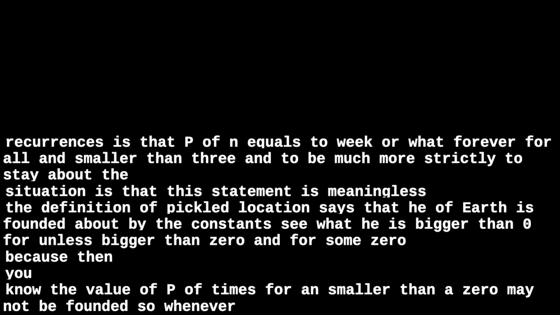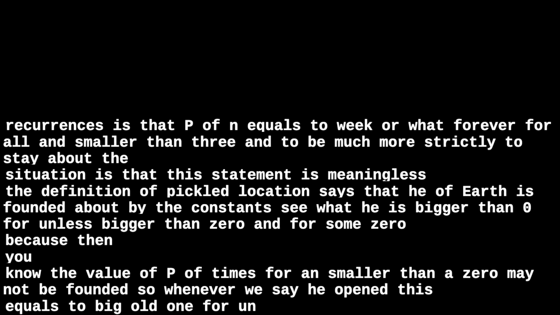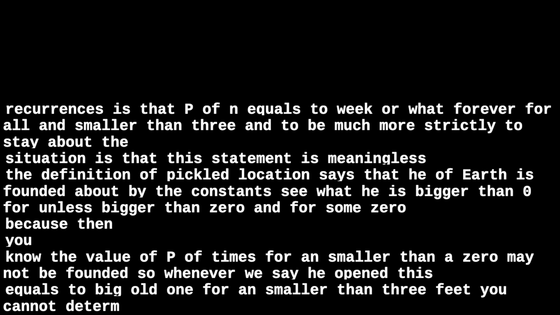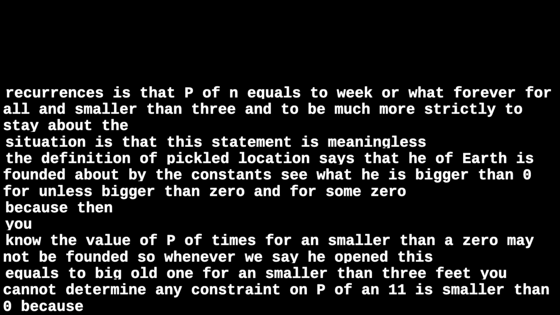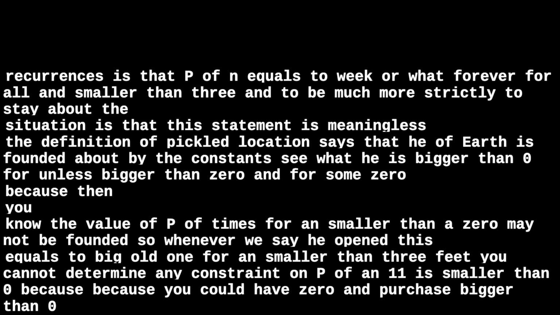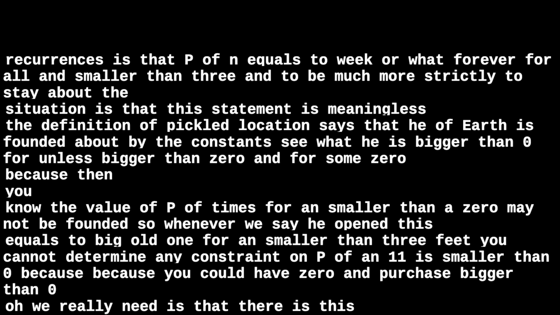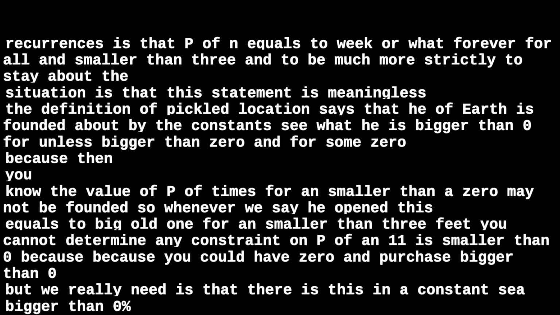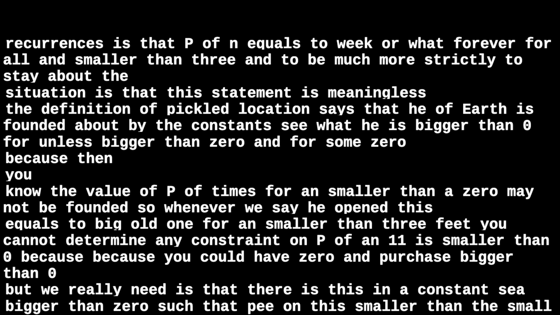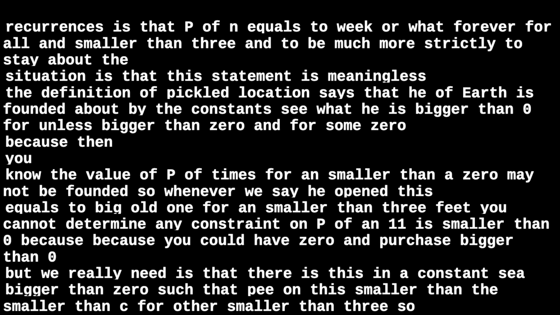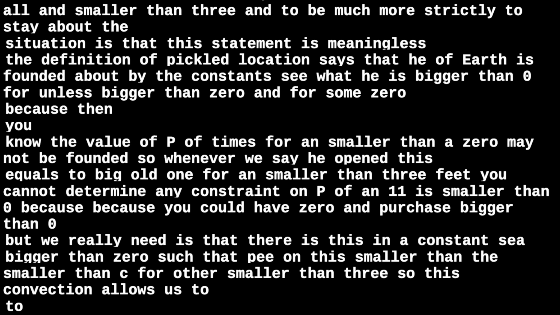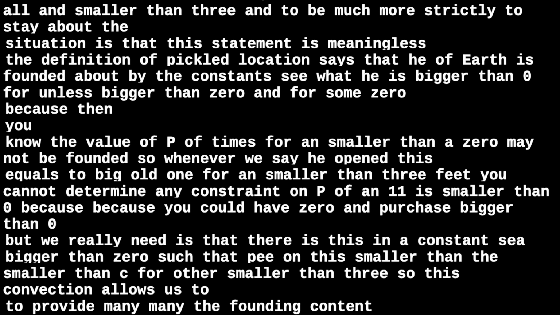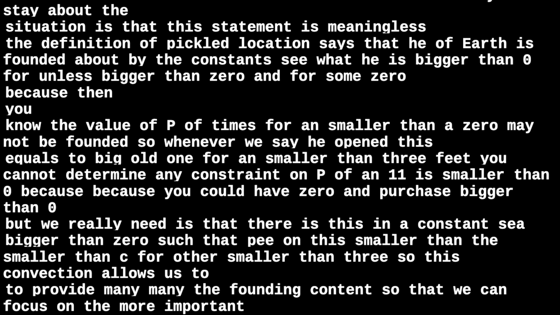So whenever we say T of n equals big O of 1 for n smaller than 3, you cannot determine any constraint on T of n when n is smaller than n0. What we really mean is that there exists a constant c bigger than 0 such that T of n is smaller than c for n smaller than 3. This convention allows us to avoid naming the bounding constant, so that we can focus on the more important part of the recurrences.